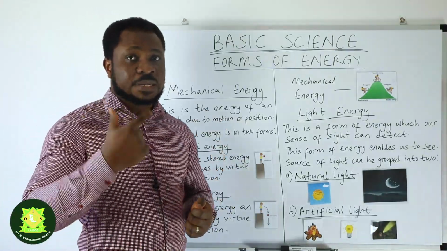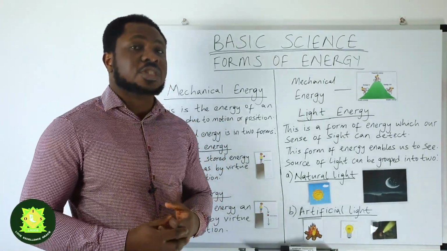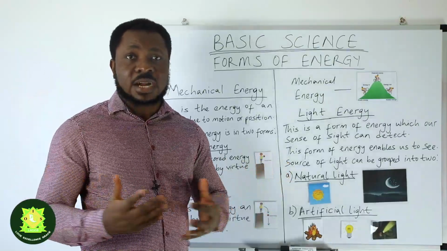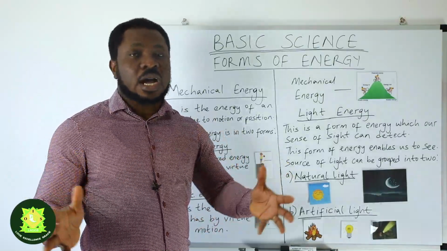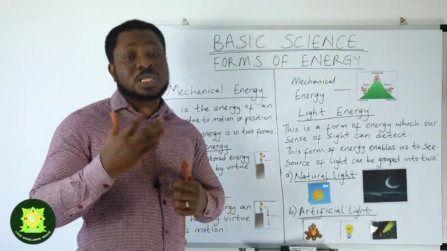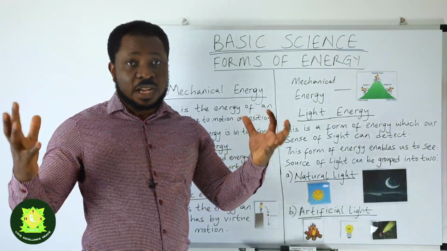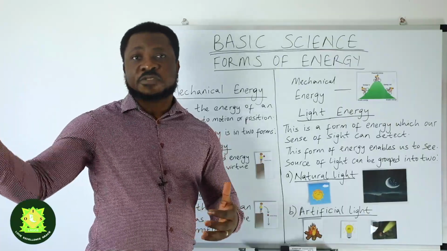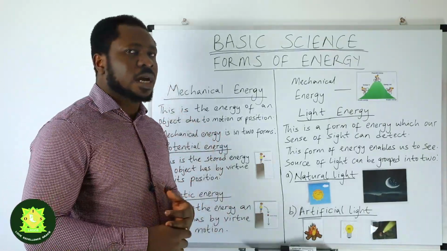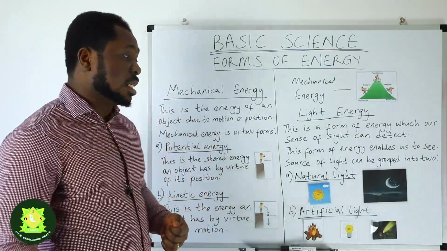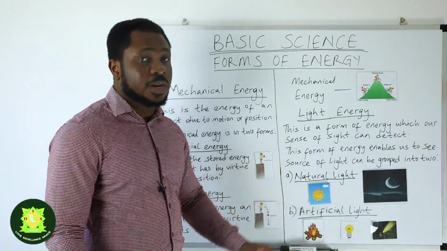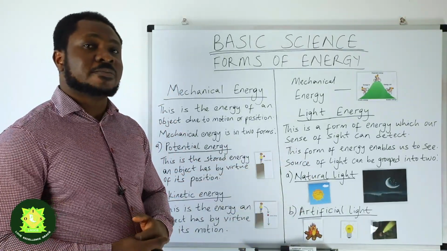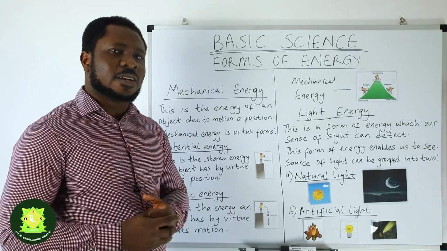The reason why you can see me clearly is because of light energy. Because there is light around and you can see me. If everywhere is dark, you won't be able to see me. It's because of light either from the sun or artificial light. So the source of light that enables us to see can be grouped into natural light or artificial light. So what are the examples of natural light?